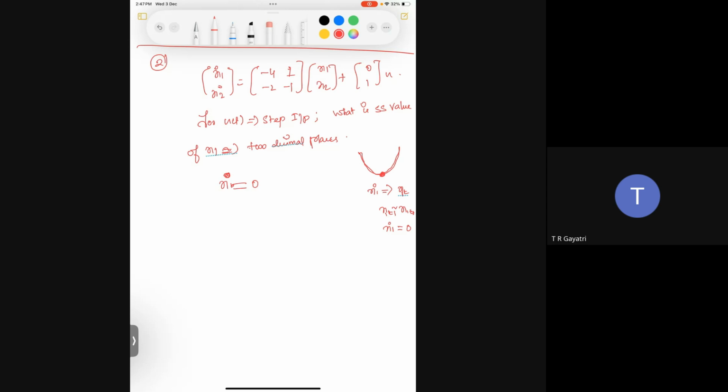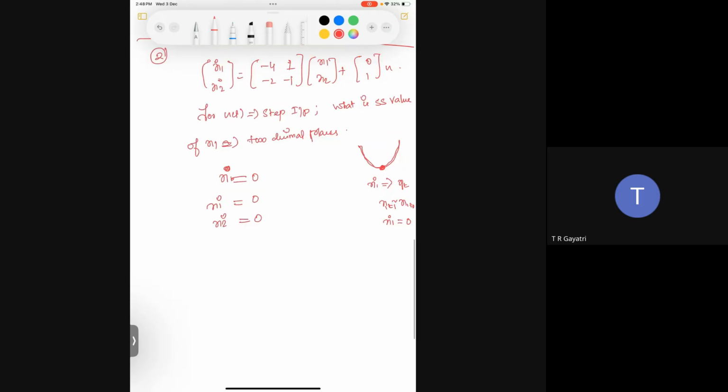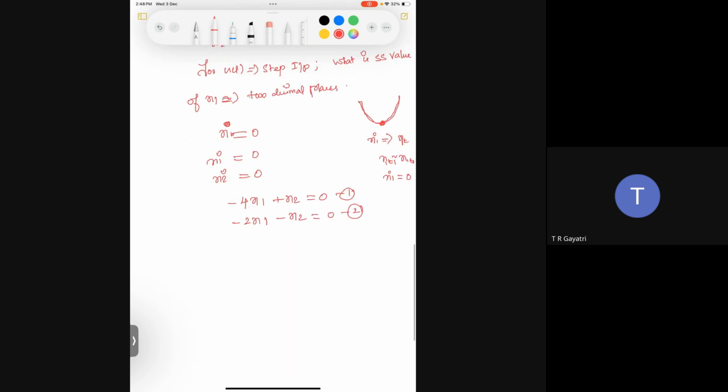So what we have to do now? We have to equate the state trajectory x dot equal to 0. So it will be x1 dot equal to 0 and x2 dot equal to 0. Equating this will give me minus 4x1 plus x2 equal to 0 as the first equation, and minus 2x1 minus x2 equal to 0 as the second equation, right?